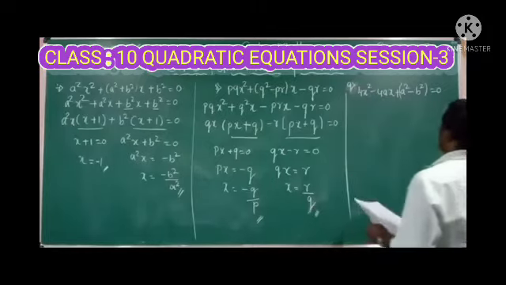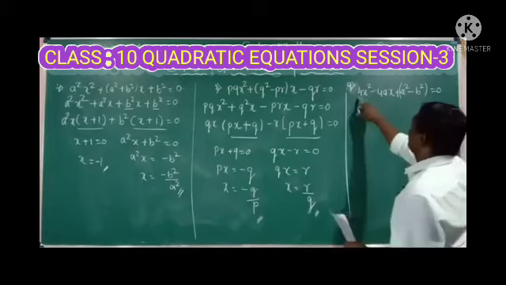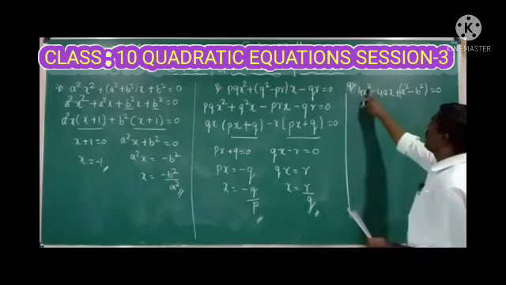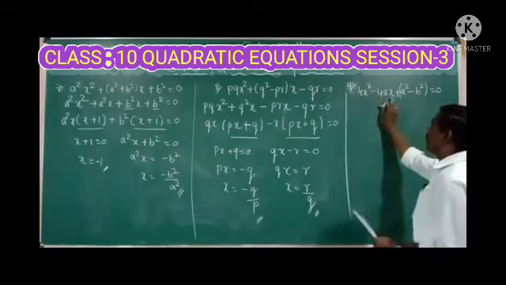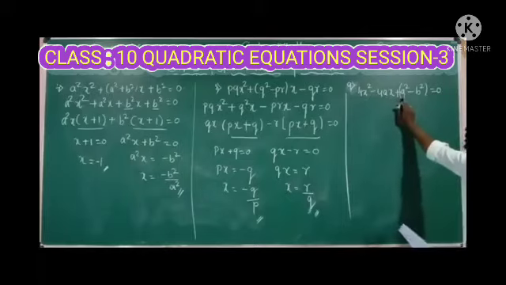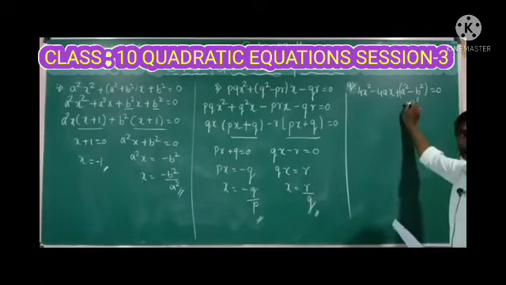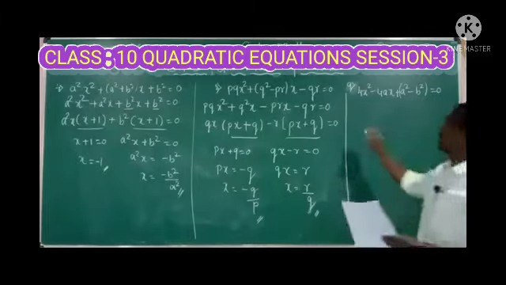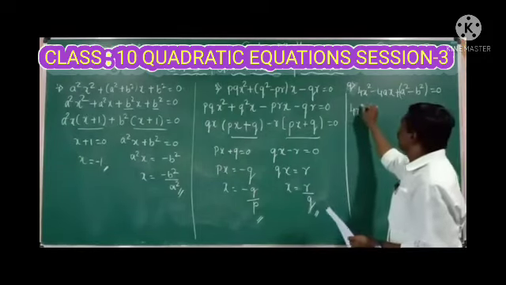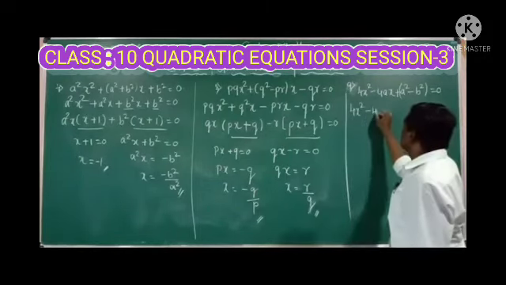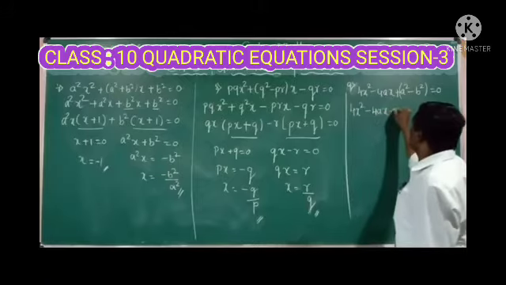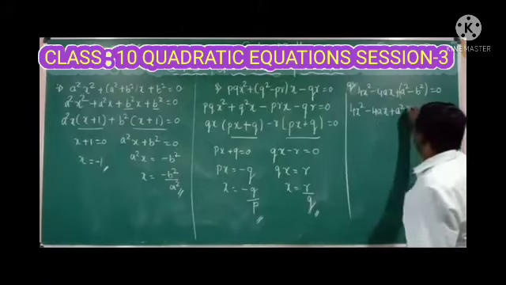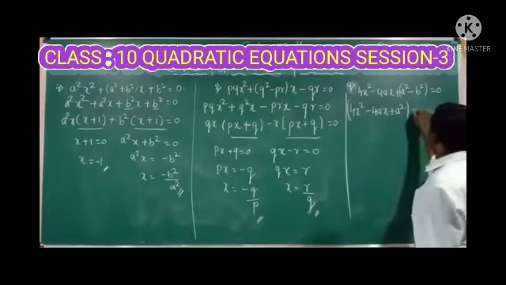see the ninth question. 4x square minus 4ax plus a square minus b square is equal to 0. Here first rearrange the terms. Just we can rearrange the terms as 4x square minus 4ax plus a square minus b square is equal to 0.